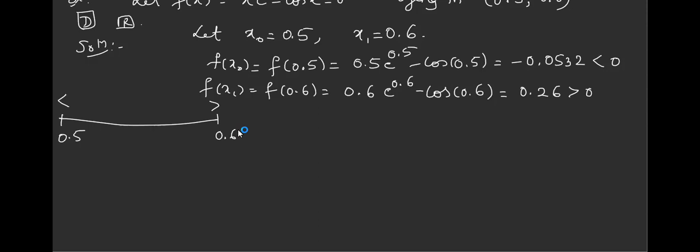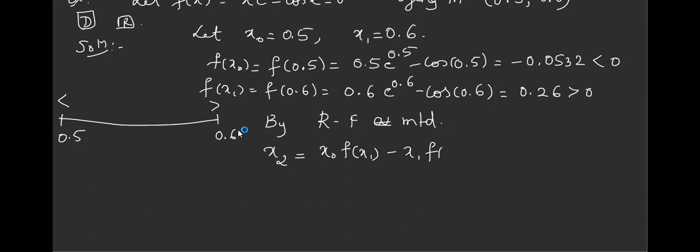Now, what we have to do? We have to apply the Regula-Falsi method. Tell me the formula. Only write the formula for x2. All other formulas should be written directly. Tell me the x2 formula. x naught f of x1 minus x1 f of x naught, divided by f of x1 minus f of x naught. Yes, this formula should be remembered, and you can easily remember it. It is not difficult.